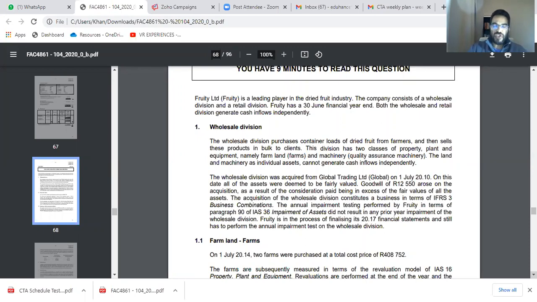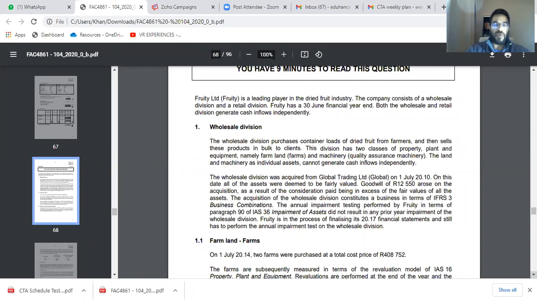So just be aware of that. You always look from the smallest level. The smallest level is an individual asset. If an individual asset cannot generate cash inflows independently, you must look for the next smallest group of assets that can generate cash inflows independently. So here they're telling us it is wholesale and retail. Okay, so that's very important.